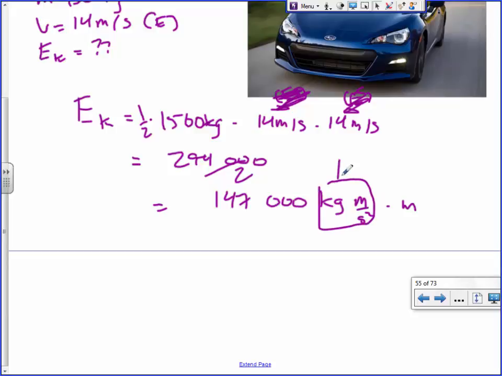This is known as a Newton. And a Newton meter is known as a joule. So our unit can go to joules. Once you get the hang of it, you'll just go right there, okay? But I think this is good practice.